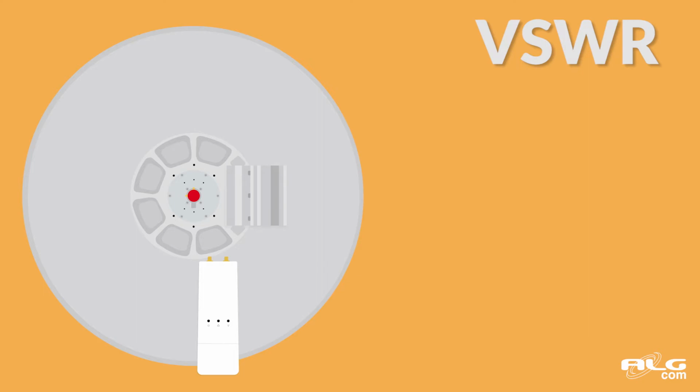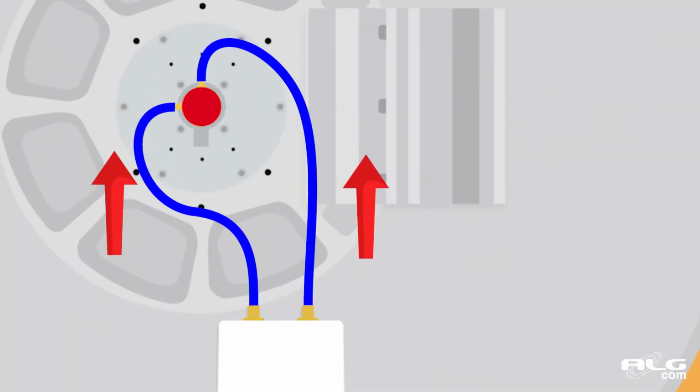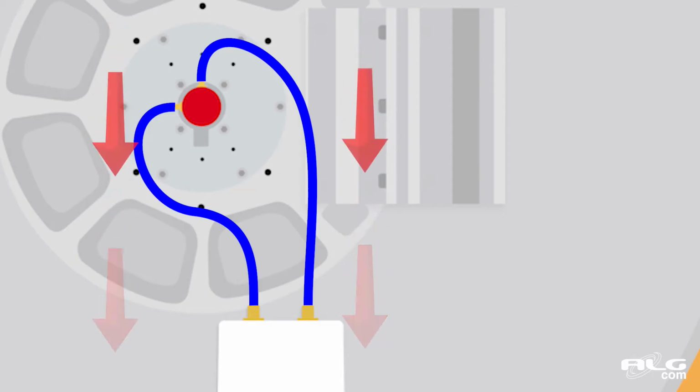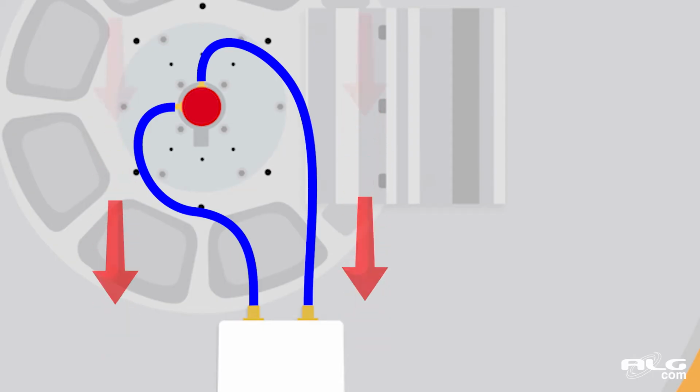VSWR is a measure that informs how much energy the antenna is reflecting. The antenna receives radio power and its function is to radiate this to another antenna, but sometimes some of this energy goes back to the radio. This is called VSWR. We have to ensure that the minimum of this energy reaches back the radio.